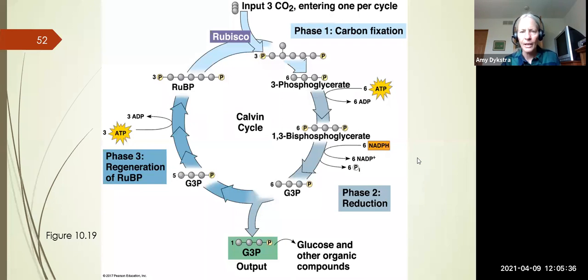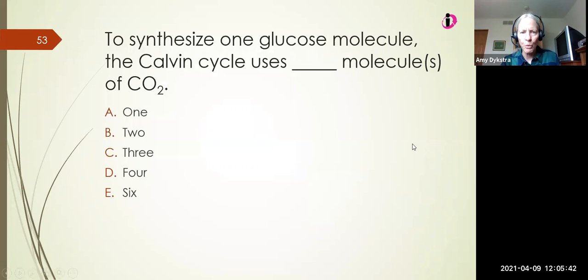Alrighty then, I have another question for you. If you want to synthesize 1 glucose molecule, how many molecules of CO2 would that require? Okay, so most of you are saying 6. A few said 3, but 3 carbons is only going to give you a G3P. And some of you just made other guesses, but 6 is the correct answer. If you want to get a 6-carbon glucose molecule, you have to have 6 CO2s.